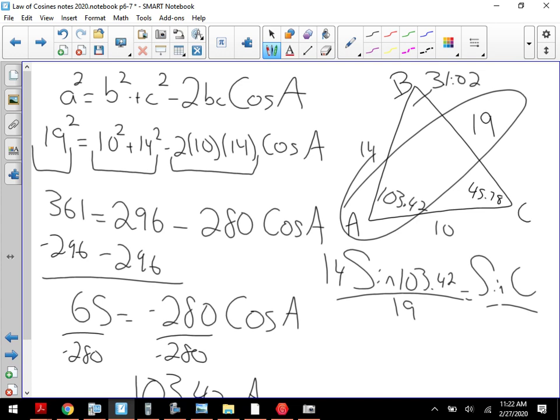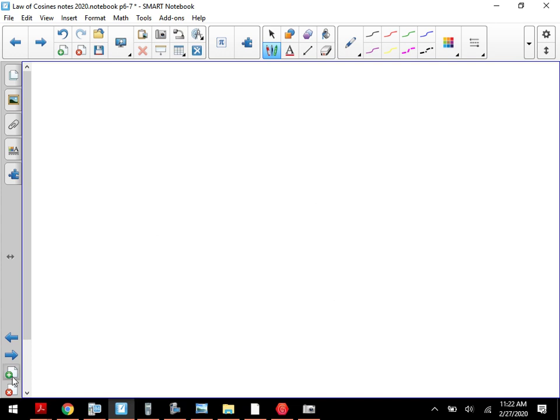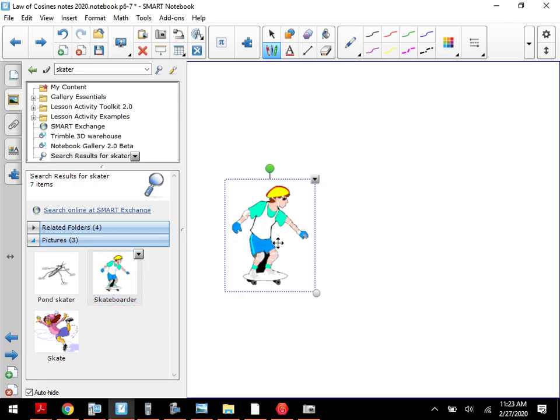Okay? So, let's look at number 1. Number 1 says you've got a couple of ice skaters, a figure skating routine. Jackie and Peter skate apart at an angle of 15 degrees between them. Jackie's now 5 meters away, and Peter skates for 7 meters. How far apart are said skaters? So, we need pictures of skaters.